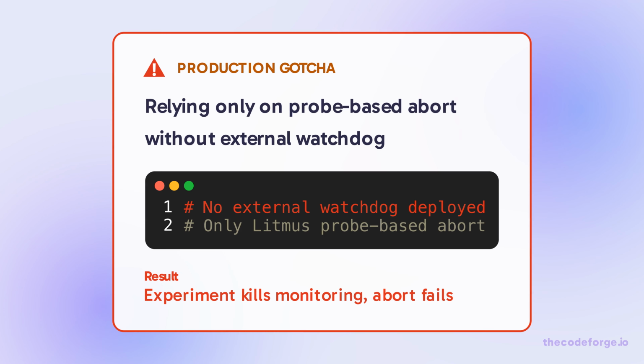If your chaos experiment kills Prometheus or the cluster it runs in, probe-based abort won't fire. You need an external watchdog in a separate availability zone with its own monitoring stack. This is the safety net when your safety net fails.